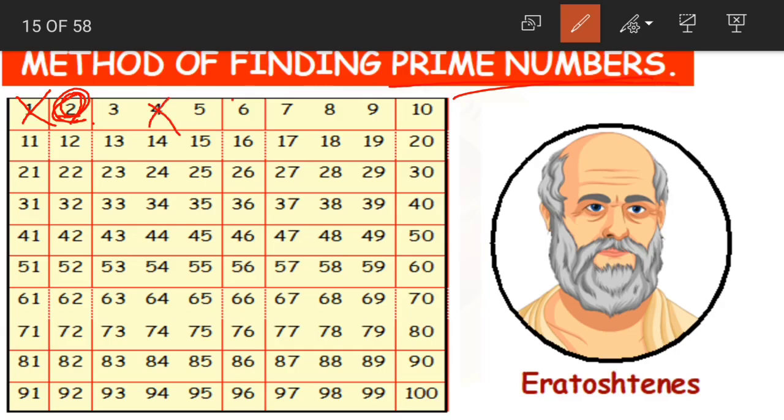We have 2 twos are 4, 2 threes are 6, 2 fours are 8, 2 fives are 10. So every alternate number is a multiple of 2. Every even number is a multiple of 2. Yes or no, children? Yes. And why are we crossing out these multiples? Because these have more than 2 factors.